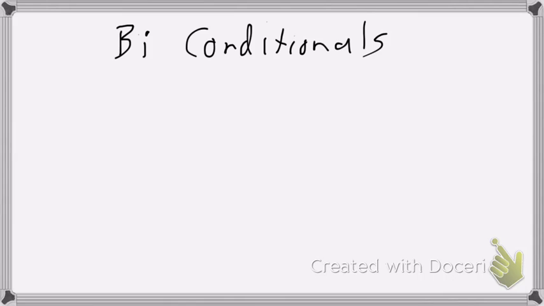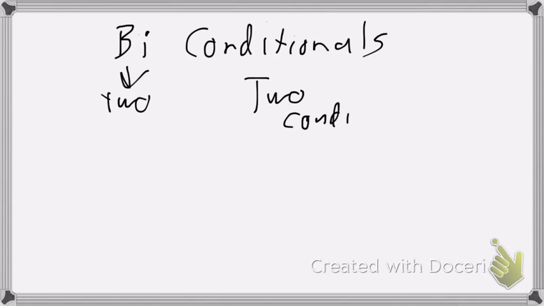But here we are talking about biconditionals. And we all know what bi means. Bi means two. We have bicycles, biannual, things like that. All that is two. So biconditional means two conditions. Now if you don't understand any of the terminology I'm using, go back, watch the other videos, come back, pick up where you left off. We have these two conditionals.